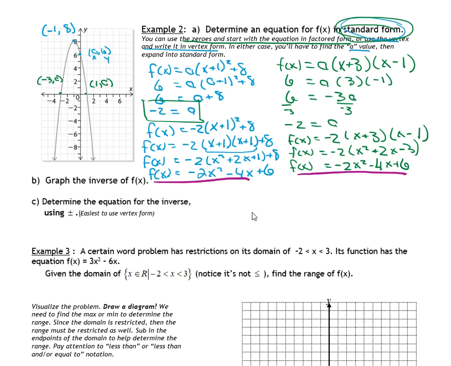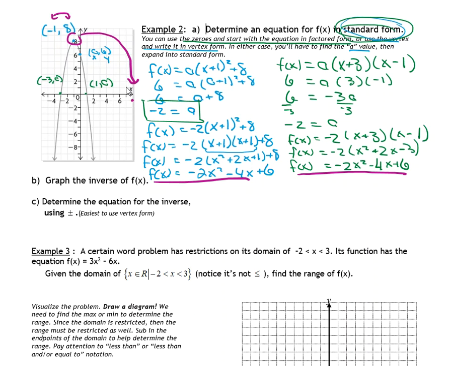Now part B says graph the inverse of f of x. So we have lots of ways to do this. We have equations for f of x, but we already have a graph for f of x. So what we're going to do is take the coordinates that we already have here, and just switch them. So the x and the y are going to switch places. So negative 1, 8 is now going to be 8, negative 1, which is right on the edge here. 8, negative 1. That's the new vertex, right? That's like a transformation. It's like, where did this vertex get transformed to? Well, it got transformed right to there.